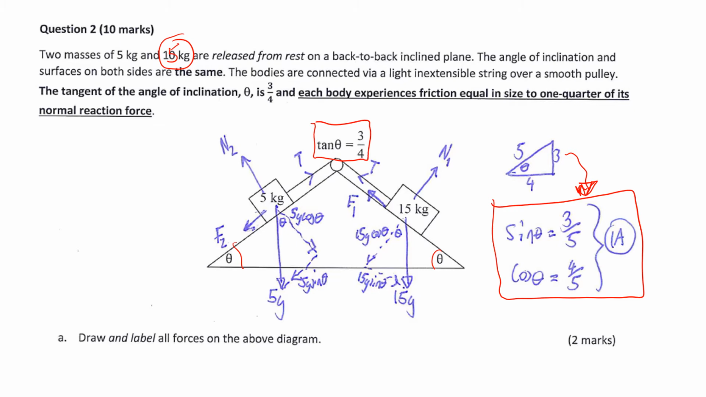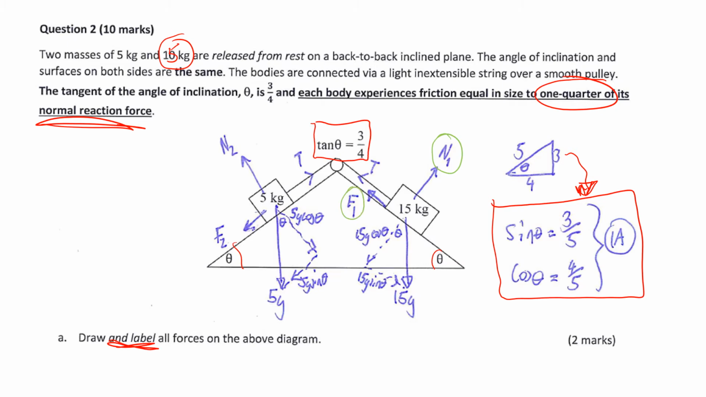Okay, so the tangent of the angle is 3/4, and each body experiences friction equal in size to 1/4 of its normal reaction force. Okay, there it is. So the first part was draw and label all forces on the diagram above. So you can see, actually this was done really quite well. A lot of you are using those subscripts.